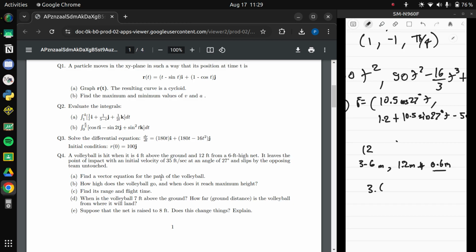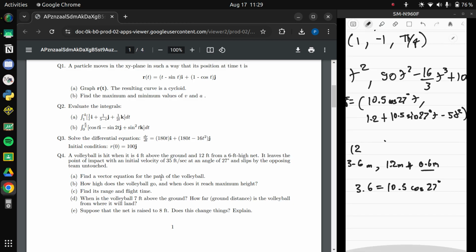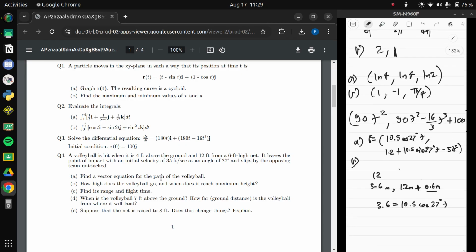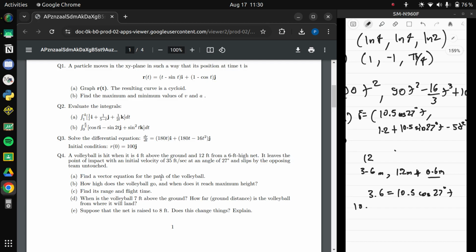So just 3.6 is equal to 10.5 cosine of 27 degrees times t, and over here what you have is this stuff, which is 10.5 sine 27 degree t minus 5t square. That has to be equal to 0.6. Now what do we do with it? Well, we want to find the t value, so just divide this by sine, this by cosine, and subtract, and you get t square, and that's it.